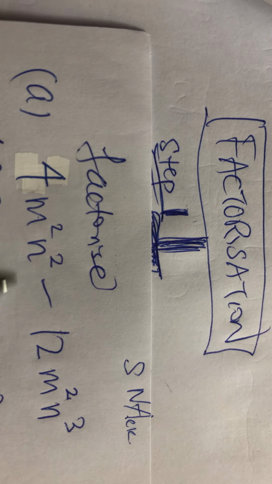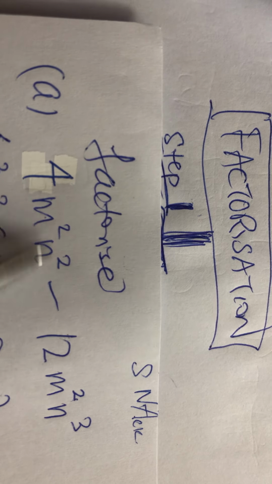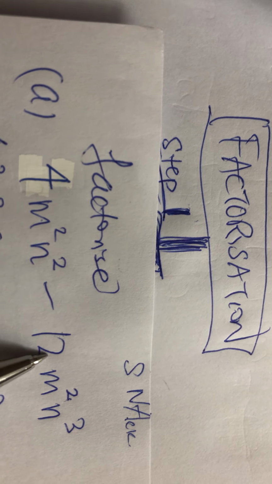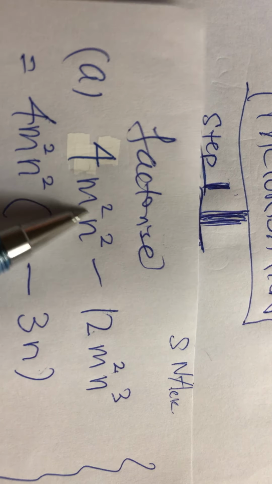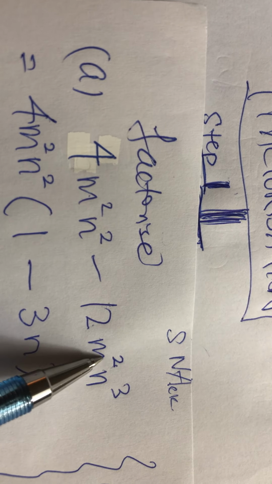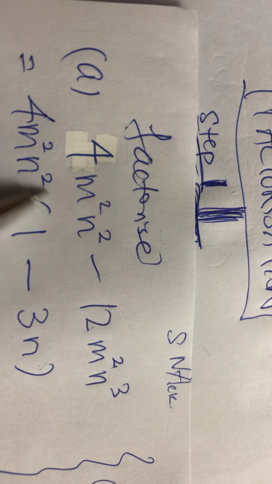Sign, any common sign? No. Number, yes, you can take out 4. You take out 4 from here, so I took out 4. Then the algebra. I have m square, you have m square, take it out. I have n square, you have n square, take it out.